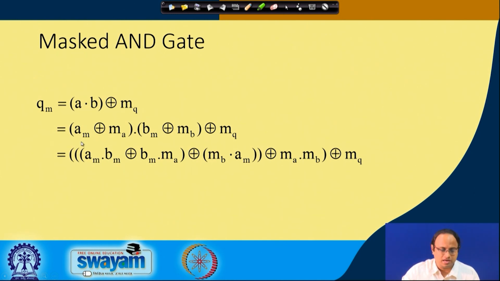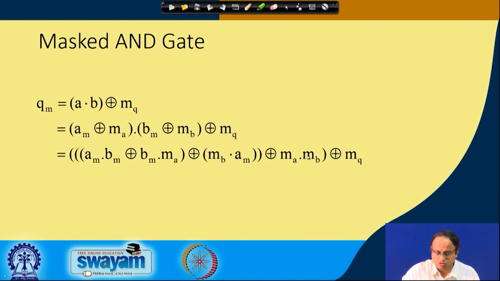So, we know that A is nothing but AM XORed with MA and B is nothing but BM XORed with MB, and XORed with MQ. So, if I break it up, then this is essentially the computation which is done. You can see that we have basically applied a distributive property and spread out the computations in this manner.